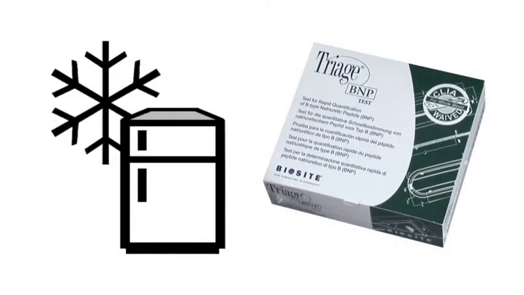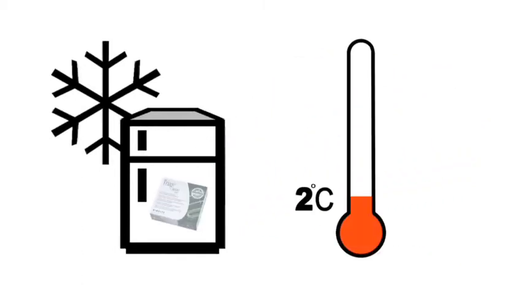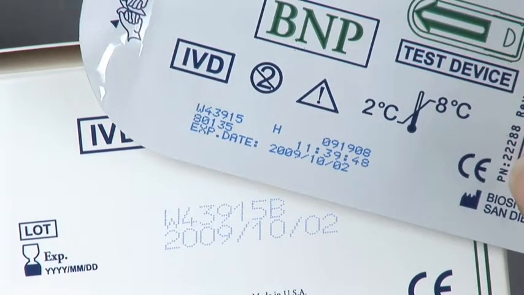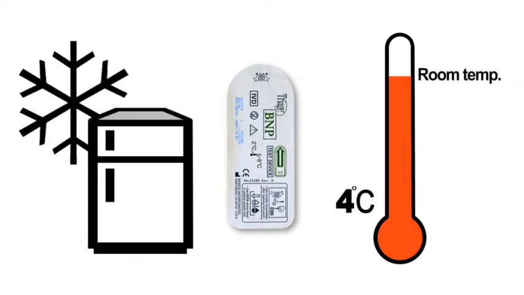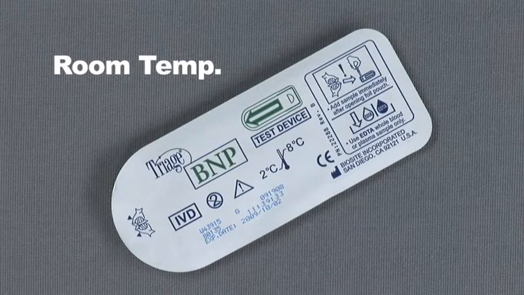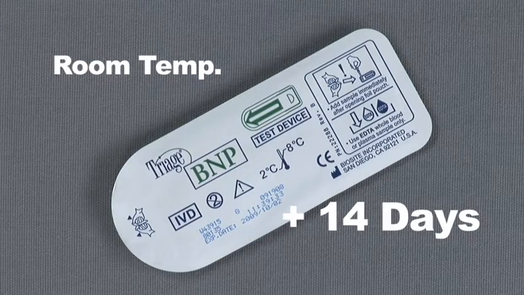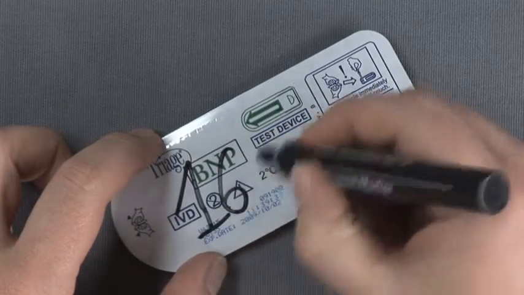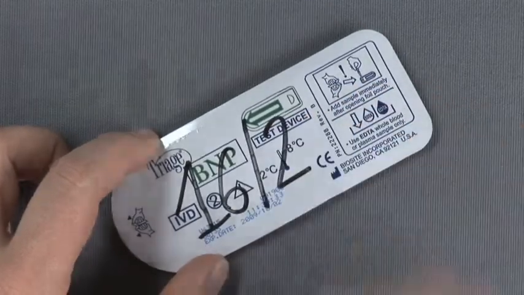The Triage test kits are to be stored in the refrigerator at 2 to 8 degrees Celsius. When they are kept in the refrigerator, they do not expire until the date stamped on the test kit and individual test devices. The test devices must be brought to room temperature for at least 15 minutes before they can be used. Once a test device has been brought to room temperature, it can be used for testing for the next 14 days. You must clearly mark the test device with a 14-day expiry date if it is to be left out at room temperature.